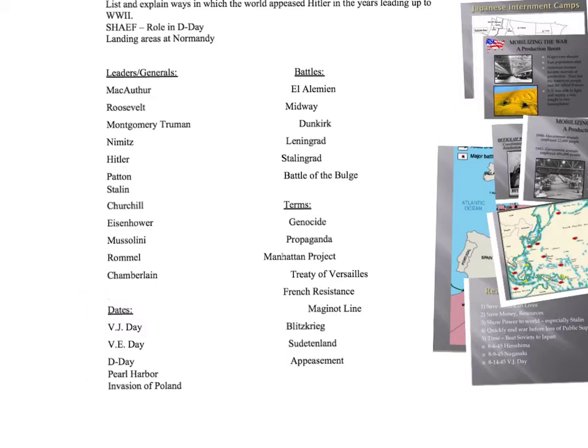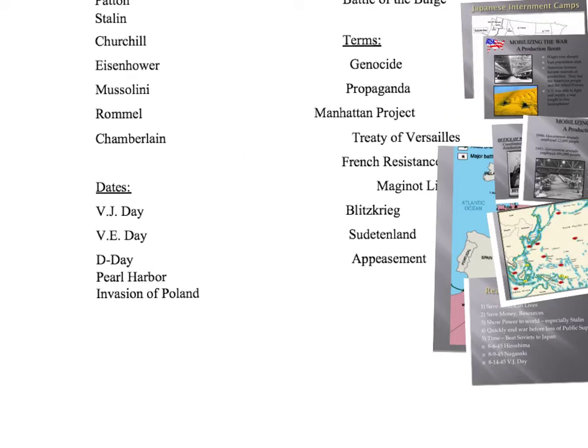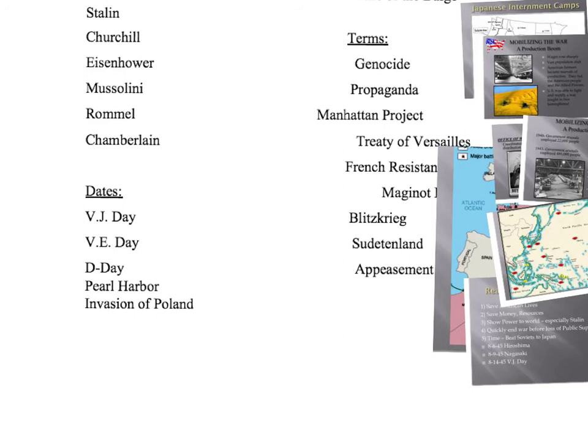And then lastly, we have these dates. VJ Day is 8/14/1945. VE Day is May 7, 1945. So VE is Victory in Europe, May 7, 45. VJ Day is Victory in Japan, August 14, 1945.